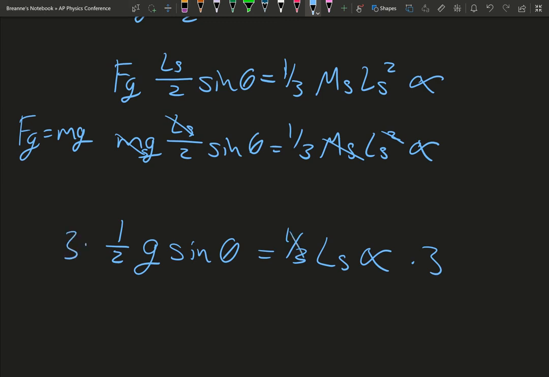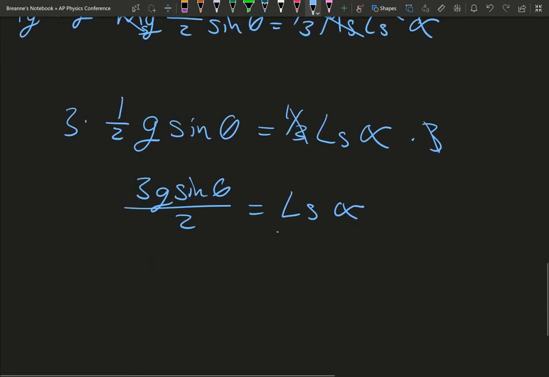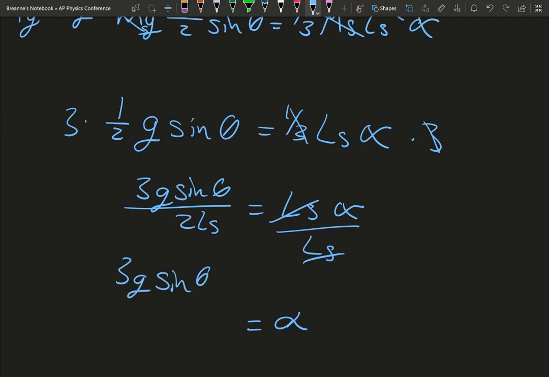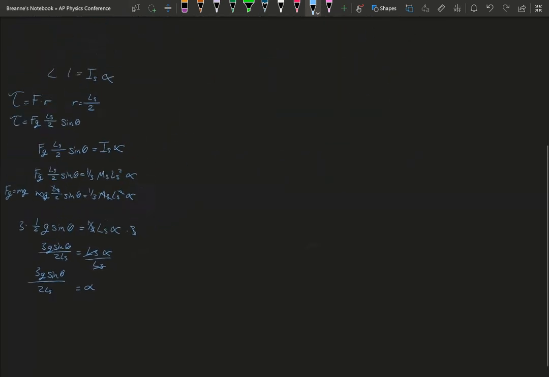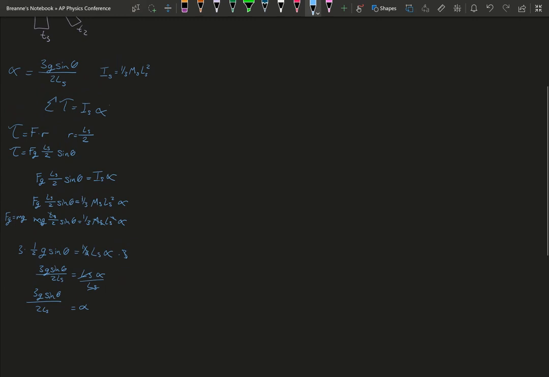Bring the 1/3 over, multiply both sides by 3. So we get 3g sine theta over 2 equals Ls alpha. We divide both sides by Ls, so we get that our alpha is 3g sine theta over 2 Ls. There you go. So again, they've given you the answer. They're just wanting you to prove how you go from here to here, so you have to show all your steps. There you go. So that was part B I.